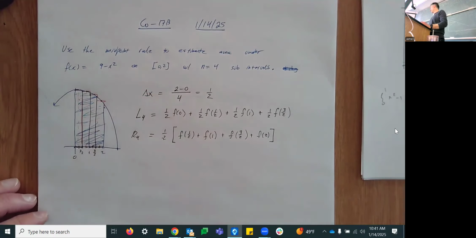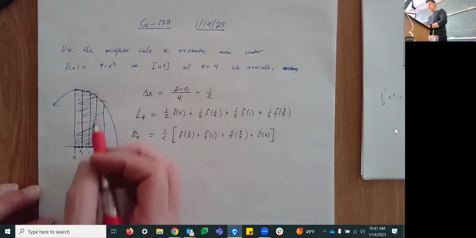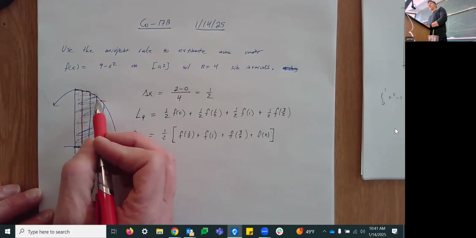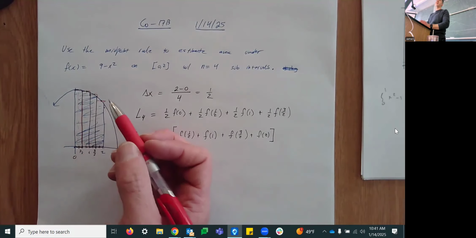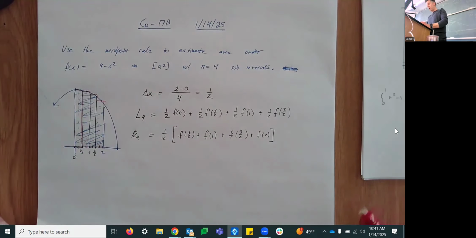Notably, at least in this example, these rectangles I've drawn, part of them are under the function and part of them are over the function. That's pretty typical for midpoints, but not always. We actually have to find the midpoints, and there's a couple different ways you can do this.